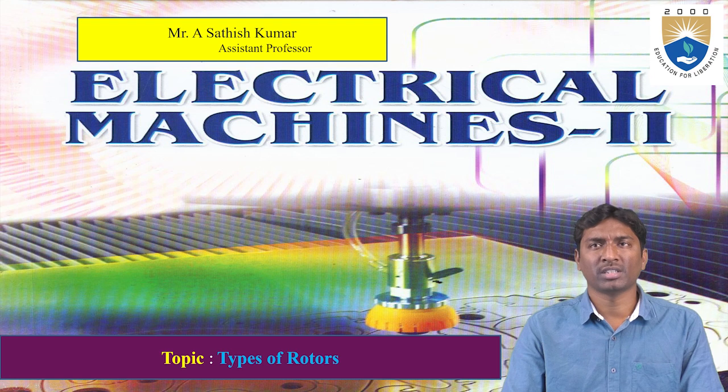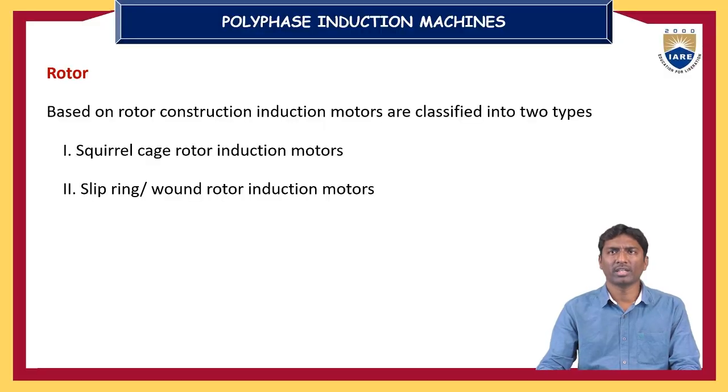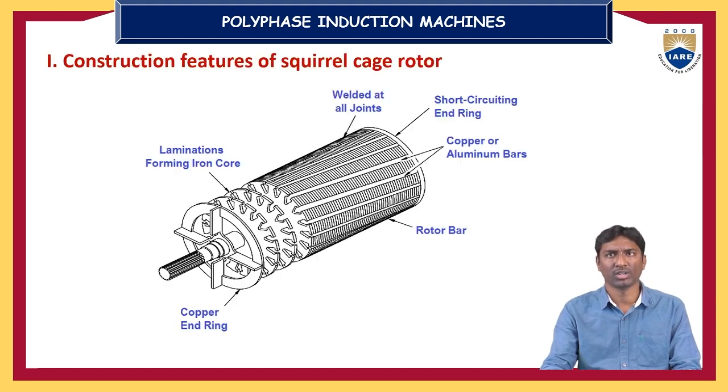Now I am going to teach the types of rotors in case of the induction machines. Based on the rotor construction, the induction motors are classified into two types. That is the squirrel cage rotor induction motor and the slip ring wound rotor induction motor. Now I am going to teach the squirrel cage rotor induction motors.